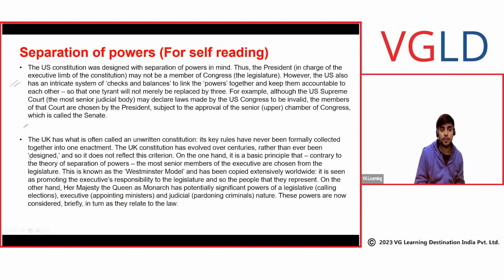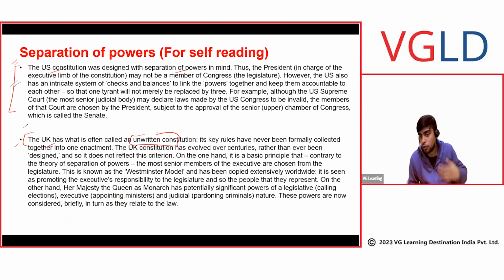Okay, so this is for your self-reading. This is something we have discussed: how the US Constitution was designed, how separation of power is created, what the UK has, and how they have an unwritten constitution. The UK does not have a written constitution. They have what we call an unwritten constitution.